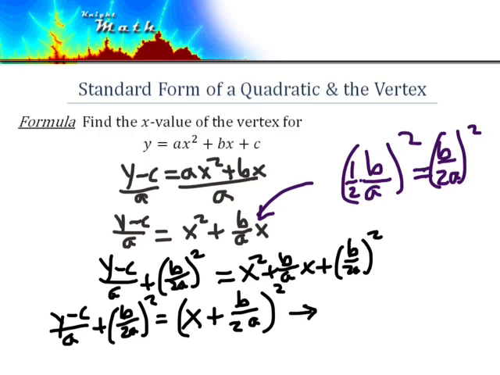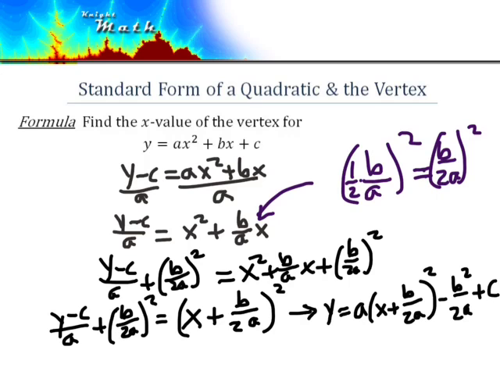And then with a little bit of algebra, we're going to subtract b over 2a squared, multiply by a, and add the c. We end up with this, y equals a times x plus b over 2a squared minus b squared over 2a plus c. Alright, so a big ugly equation, but the point is this.